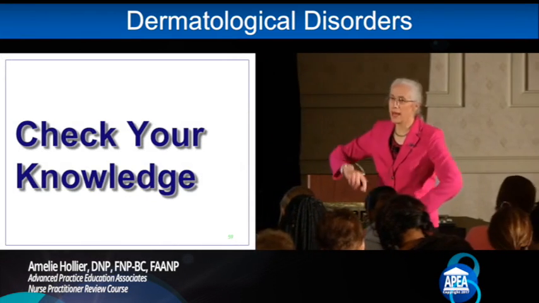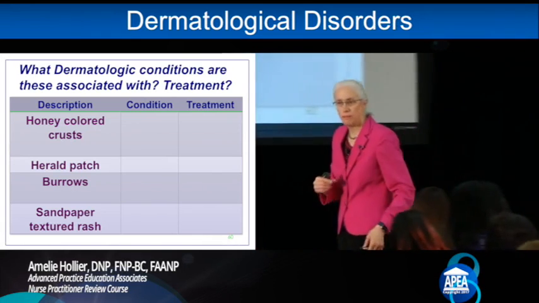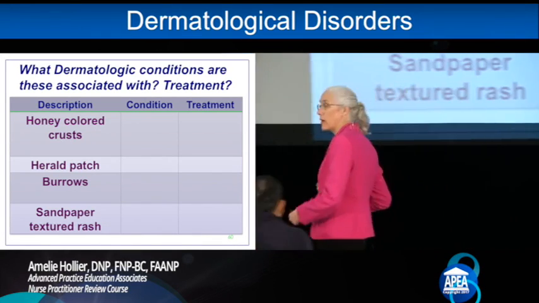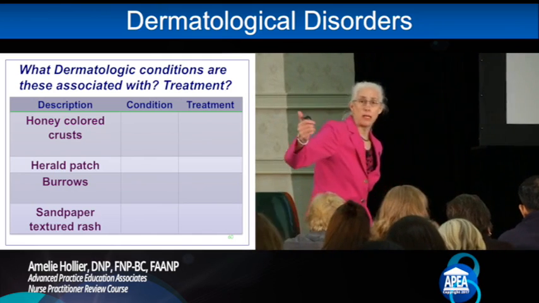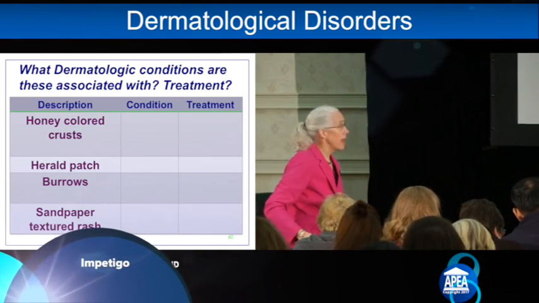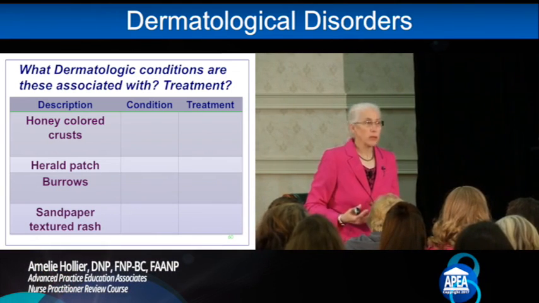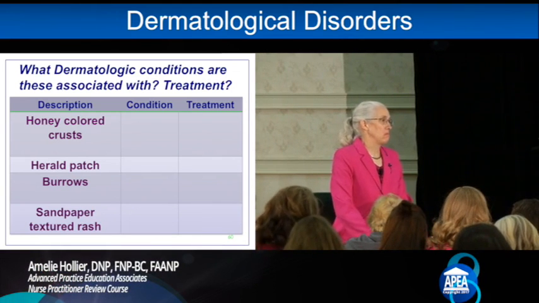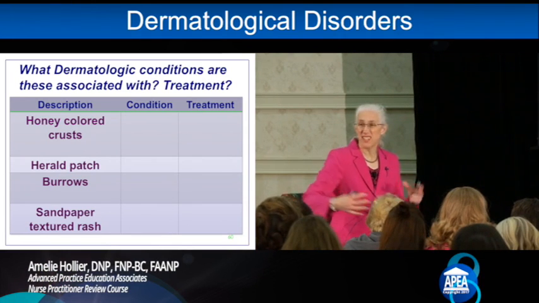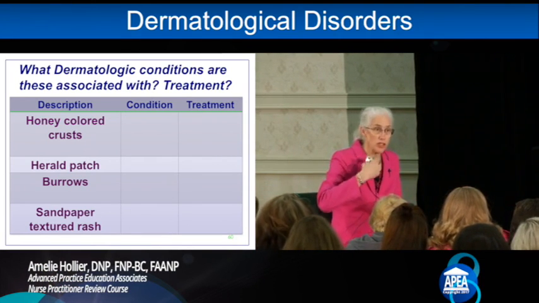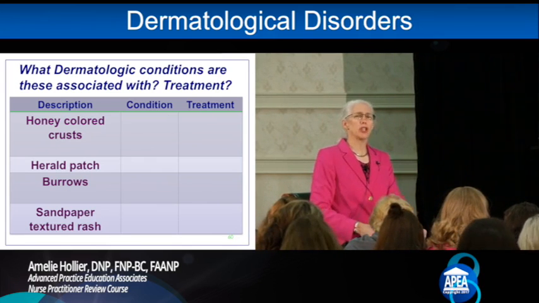All right, let's check your knowledge, and here's what I'd like for you to do. I want to know what dermatologic condition these things are associated with, and I want to know how you're going to treat it. So let's take a look. Honey-colored crust, what's the name of that? Impetigo. How is that treated? With a topical antibacterial agent like mupirocin or one of those. If it was an extensive area, you may give a systemic agent, but you could treat it with a topical agent.